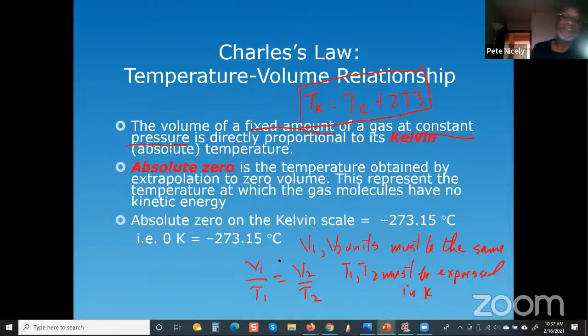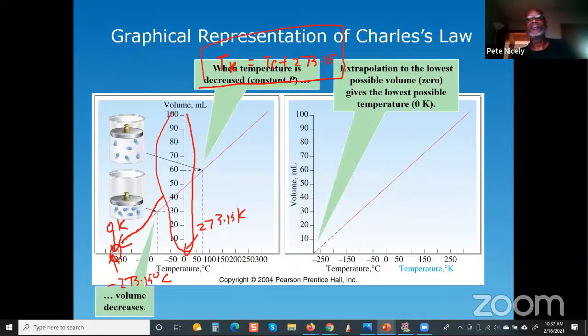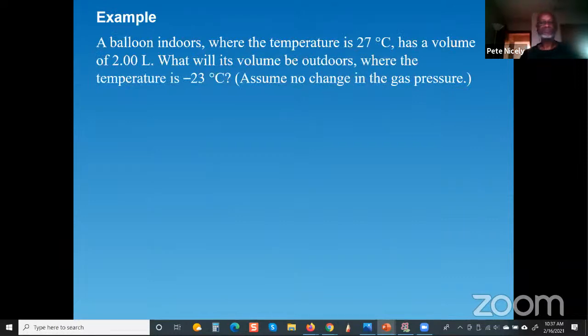Very important. So if you're given a question where you're given the temperature in Celsius, if you're to use Charles' law, you must convert those temperature values to Kelvin. And we do that by adding 273 to the Celsius value to give the temperature value in Kelvin. And then you plug it into the equation. The V1 and V2 units can be anything. They can be liters, they can be centimeters cubed, they can be gallons, it doesn't matter, as long as they're the same on both sides, all right? Okay, so based on what we have just covered here, you should be able to do this example.